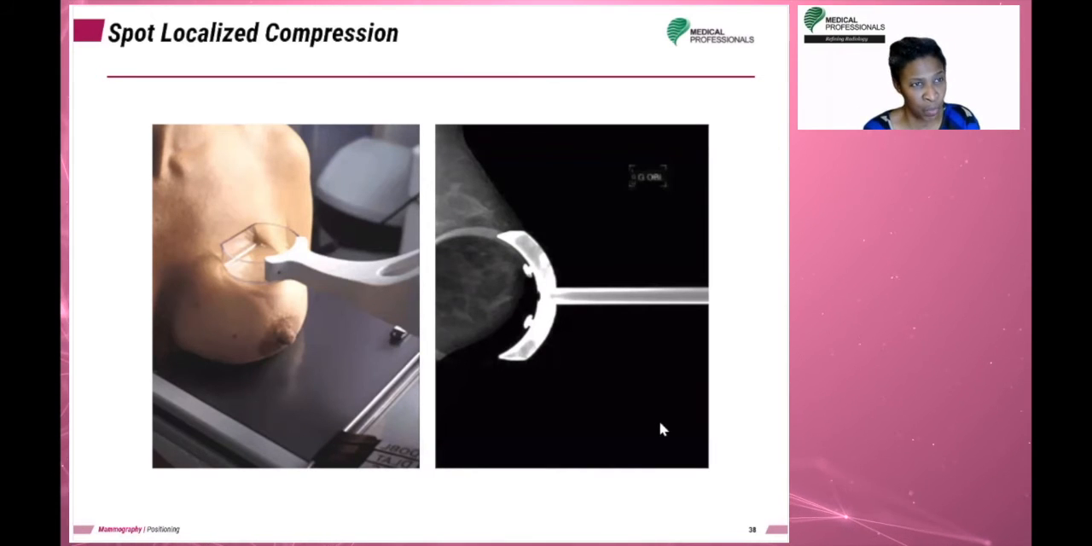Typically, you need to use proper triangulation techniques when you're doing spot. So you're either going to be looking at the actual radiograph and triangulating the lesion from the CC or the MLO, depending on where it is seen, and then you determine where you're going to compress.